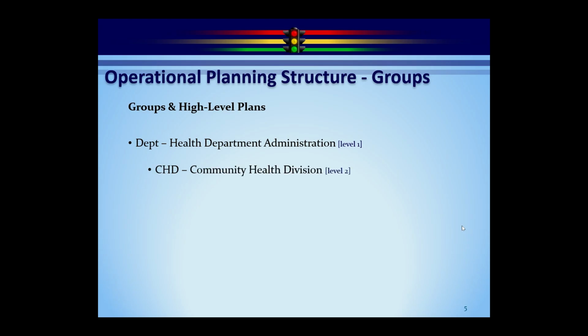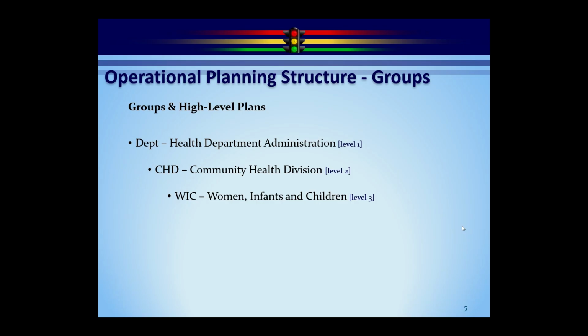Let's say we have a community health division. Community health division would be a level 2 with its parent group, we call it, being the department. So it's a level down below the department, but it reports up to the department. And let's assume that WIC reports to community health, which reports to the department. So it's a level 3 group. Its parent group is community health reporting to the department.